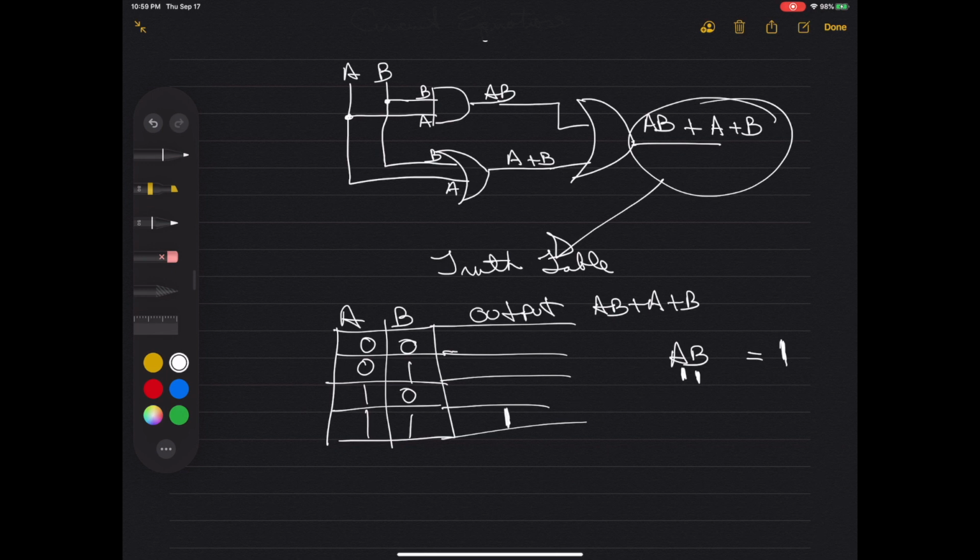Okay. All right, now let's take care of this one over here. All right, so what does A have to be such that it's equal to 1?